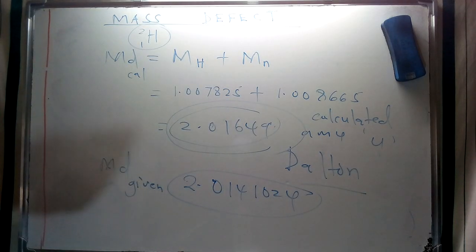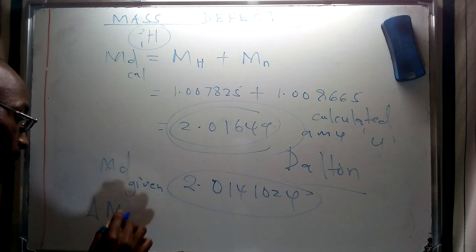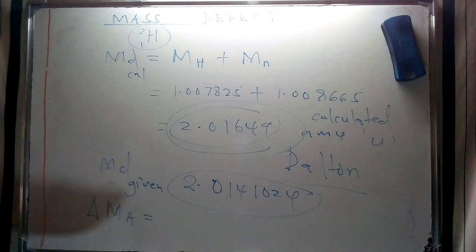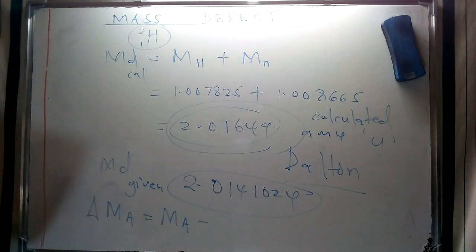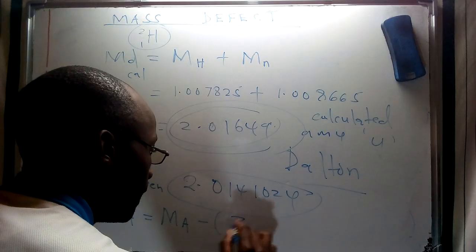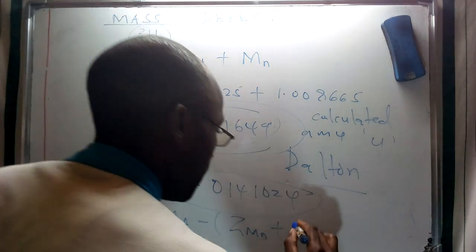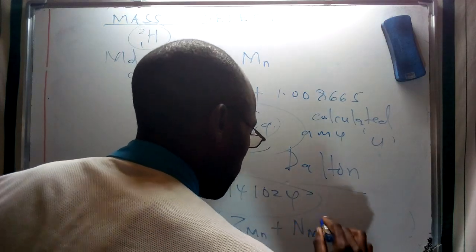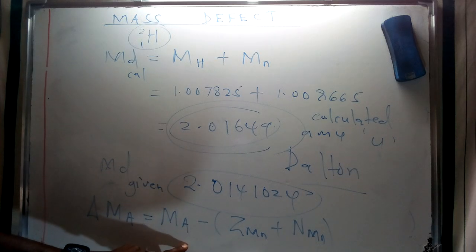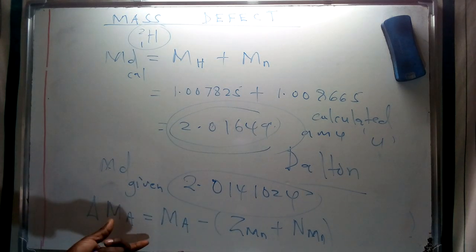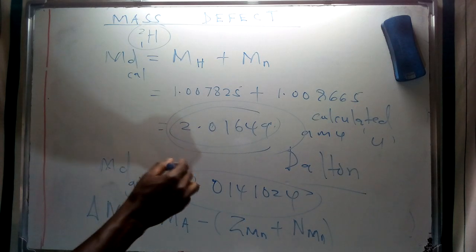So there's a difference between this given mass and the calculated mass in this specific case. The change in mass of that atom is given as the mass of that atom minus the mass of the neutrons plus the mass of the protons. If we choose an arbitrary atom, we find the difference in mass between these two.